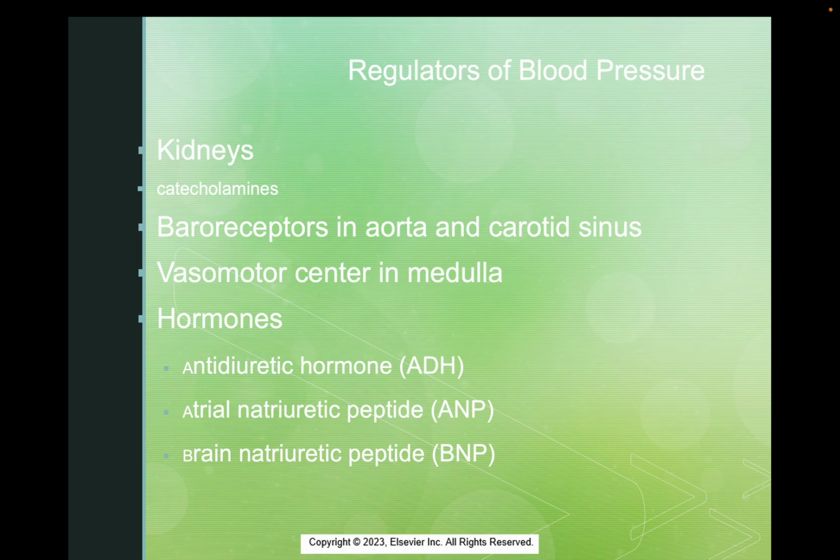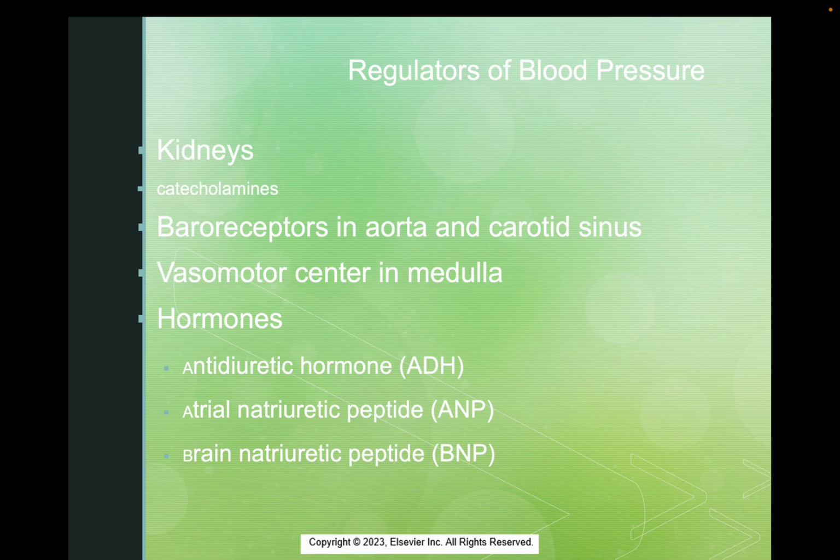So that's how your baroreceptors work. They're detecting the volume of blood inside the vessel wall. The vasomotor center in the medulla is also responsible for regulating blood pressure. And then we have hormones: ADH, antidiuretic hormone, atrial natriuretic peptide, and BNP, brain natriuretic peptide. All of these things are regulators of blood pressure.